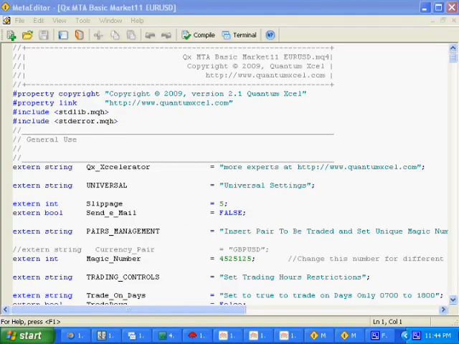Okay, welcome to our live compatibility test for brokers. This is part number 3 and maybe the last part of this.